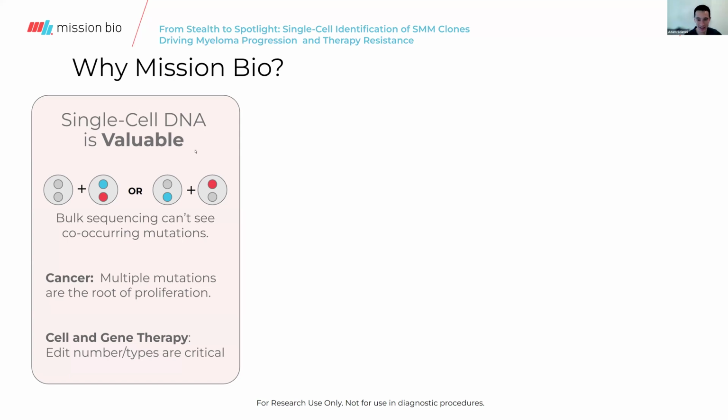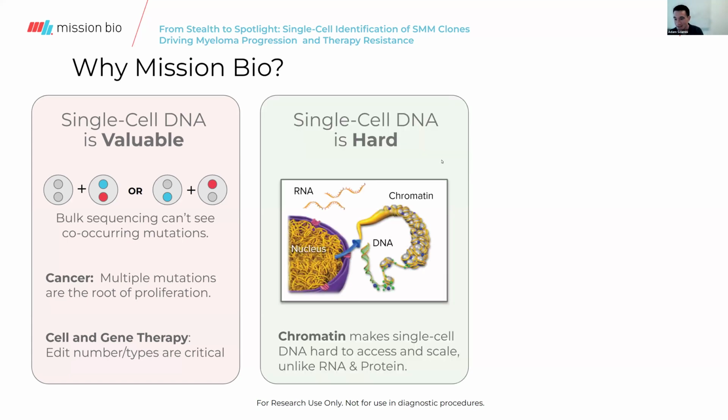First, let me say that single-cell DNA is valuable. I think I've already been emphasizing that, but it's really important to understand: are mutations occurring in the same cells, or in different cells? Single-cell DNA is really hard to analyze in a scalable way because DNA is wrapped up in chromatin. You can fit a meter of DNA in a cell, but that also makes it hard to analyze in a sensitive way in a scalable small reaction.